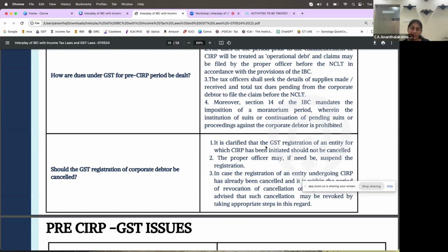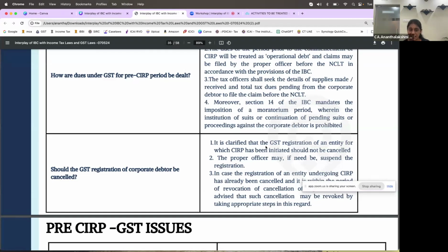When the return is not filed for a few periods, the department has the right to suspend the registration. That is the first step. After the registration has been suspended, within 30 days the concerned taxpayer can approach the GST department to revive it. If the 30 days period has lapsed, then the taxpayer needs to take up the appeal route alone. To make it simple, whenever there is a suspension, kindly approach the proper officer, as we call him here, and ask him to revive the cancellation suspension.